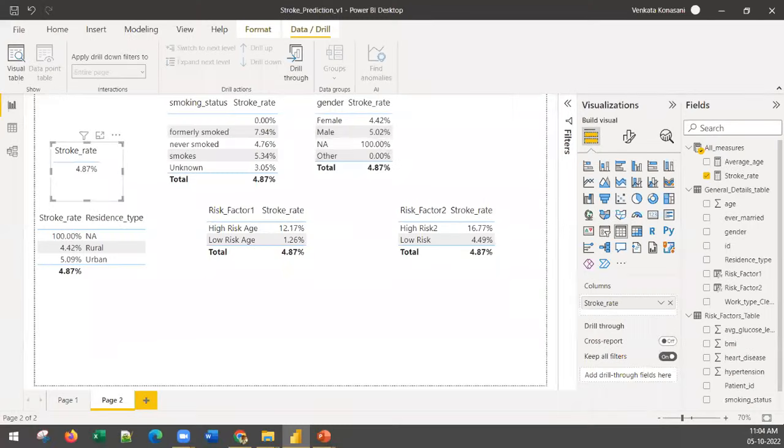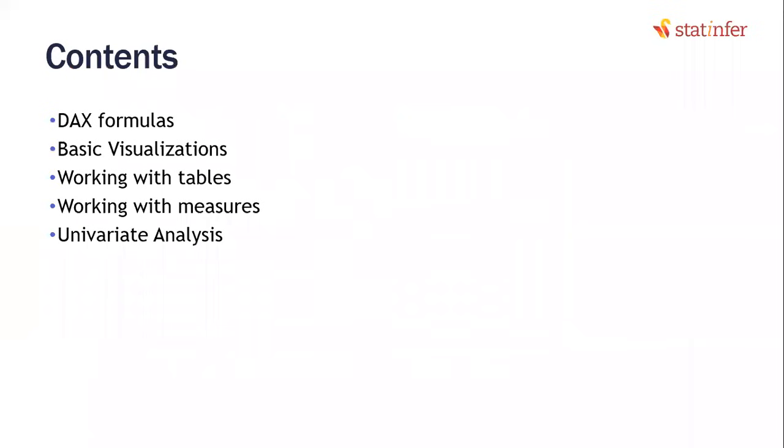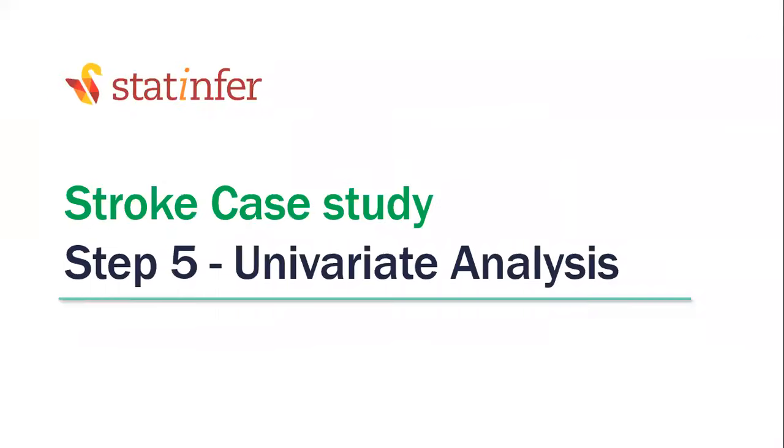Until now, we have completed around 4 steps in this project. The first step was starting with the problem statement, understanding the objective. The second step was loading the data. The third step was data transformation. The fourth step was creating a data model and creating a few measures and columns that will be helpful later on.